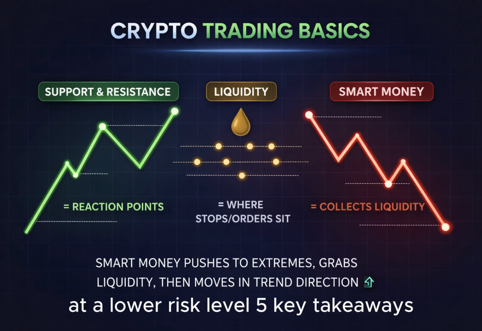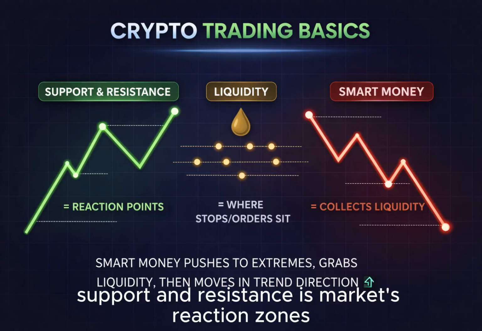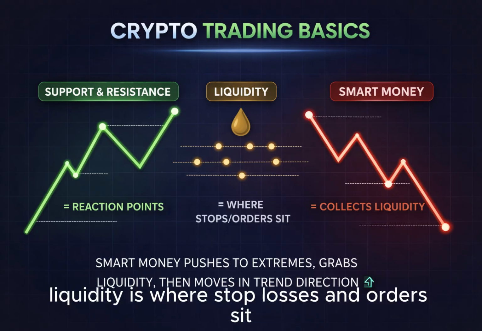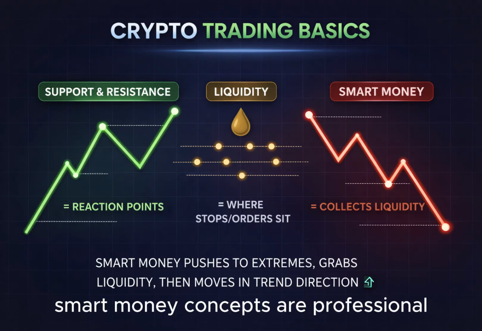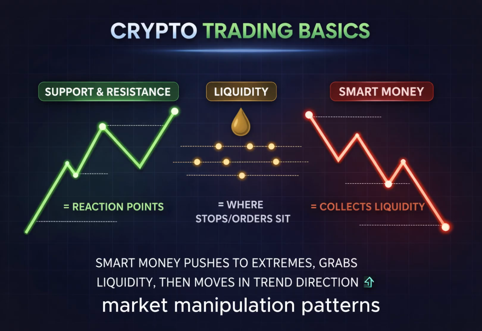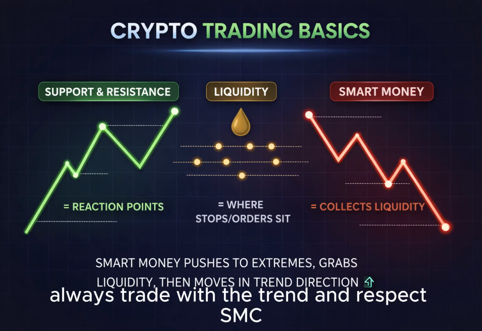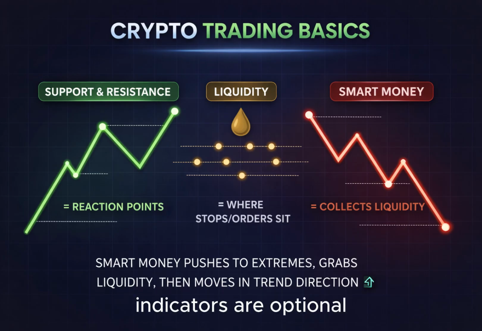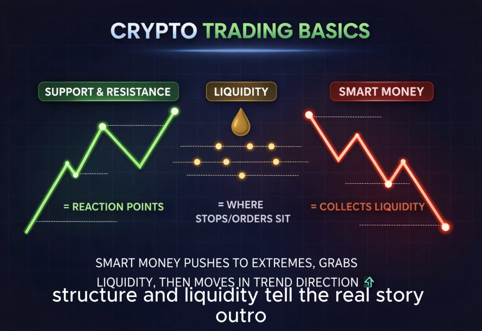5. Key takeaways. Support and resistance is the market's reaction zones. Liquidity is where stop losses and orders sit. Smart money concepts are professional market manipulation patterns. Always trade with the trend and respect SMC. Indicators are optional. Structure and liquidity tell the real story.